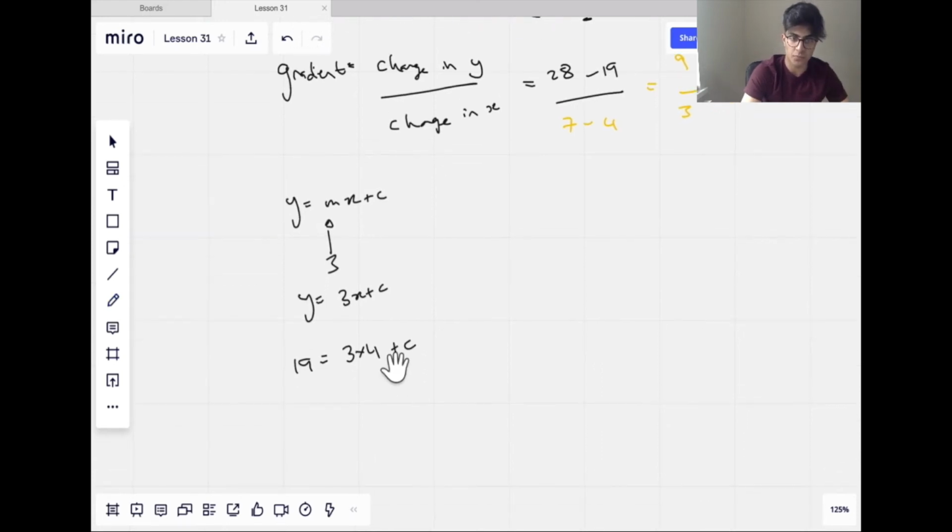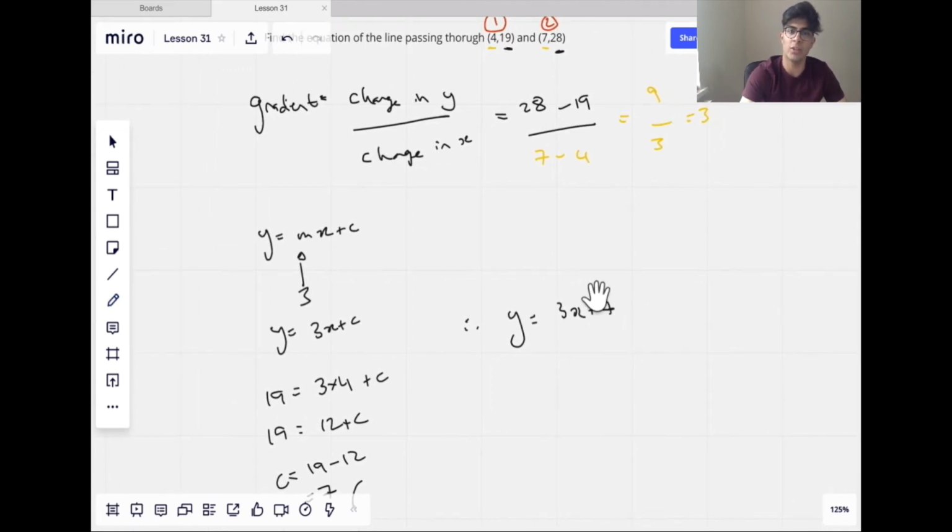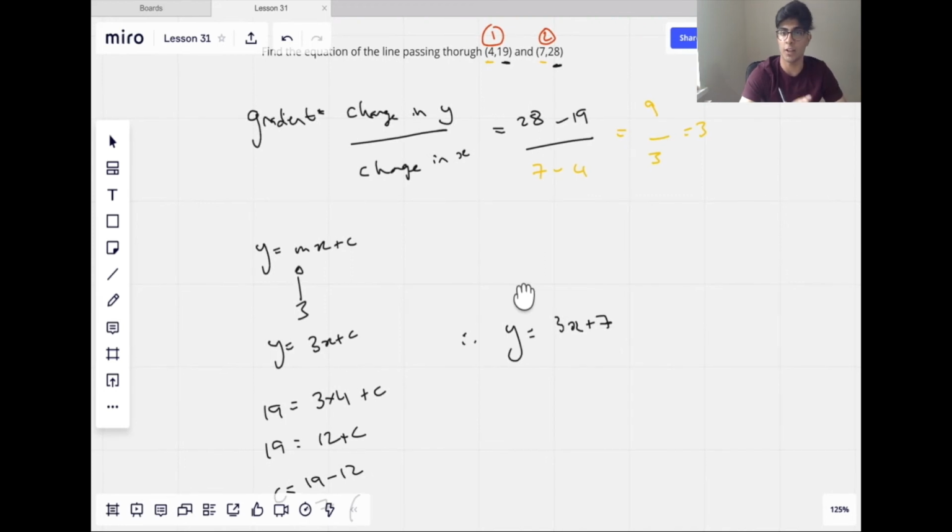So y is equal to 19, so 19 equals 12 plus c, and if we minus 12 from both sides, c is equal to 19 minus 12, which is 7. Therefore, y is equal to 3x plus 7. You can see if we do it this way, there's a very prescriptive and formulaic method to it, which just works every time.